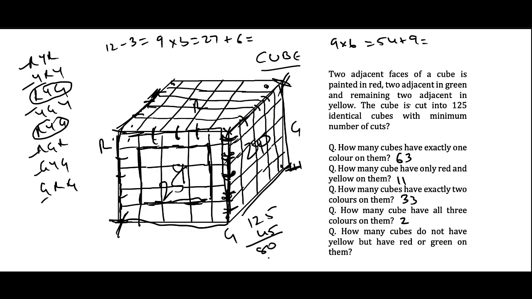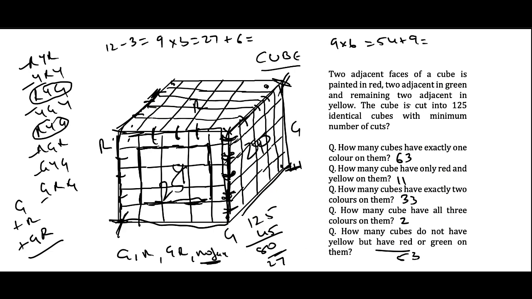If we look at these 80 cubes, we have combinations of green, of yellow, of red, of green and red, and we have no face painted. The second part of the question says it should have red or green. So red or green means only green, only red, and both red and green. So we just subtract the no-face-painted cubes, that is 27, and we get 53. So these are the answers for all 5 questions.